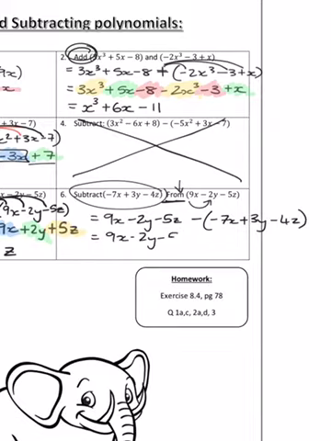We're going to send the negative into everything in the bracket to make it positive 7x, negative 3y, positive 4z. And then we find our like terms with our highlighters.